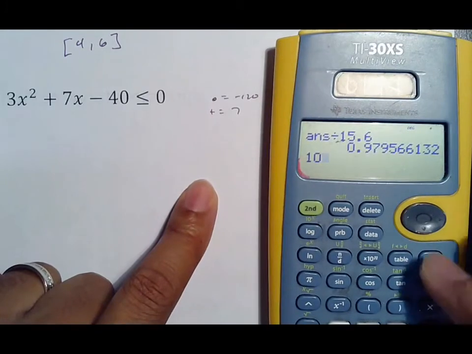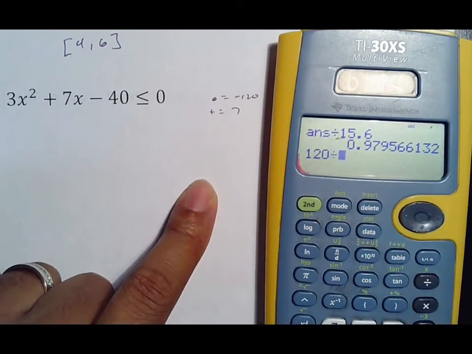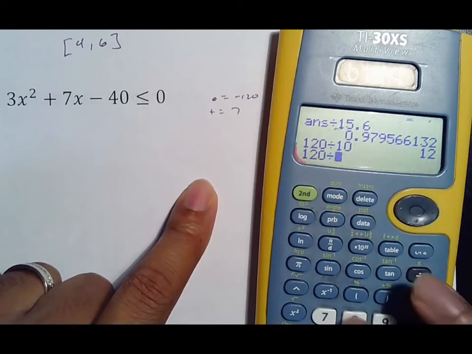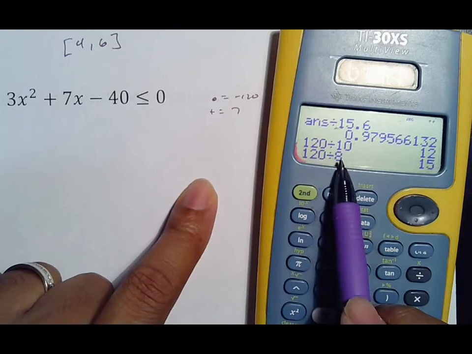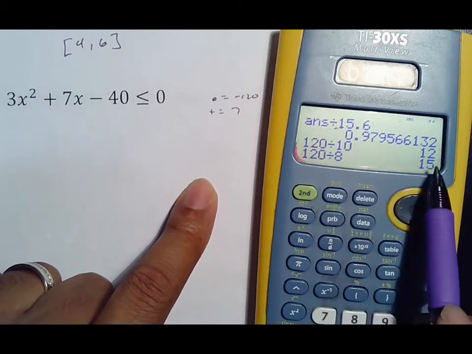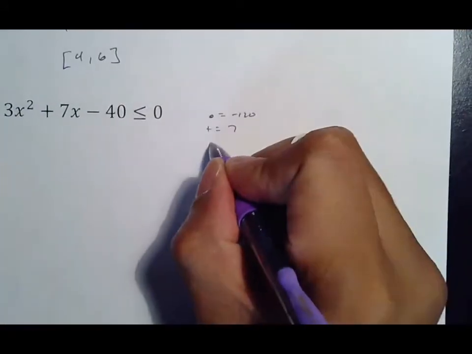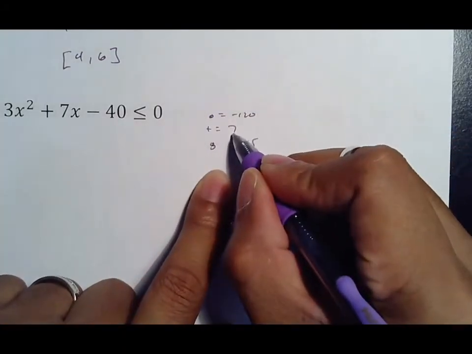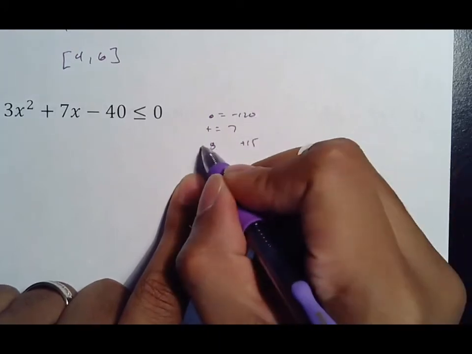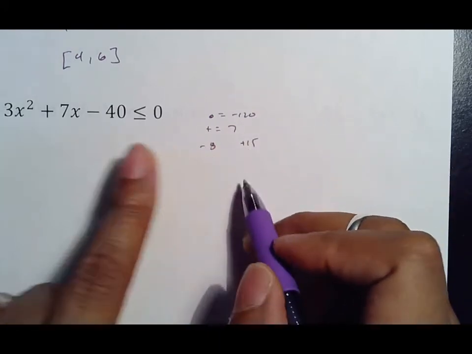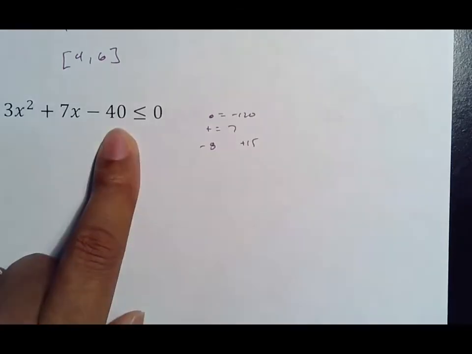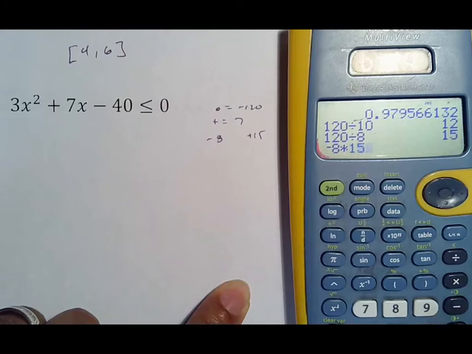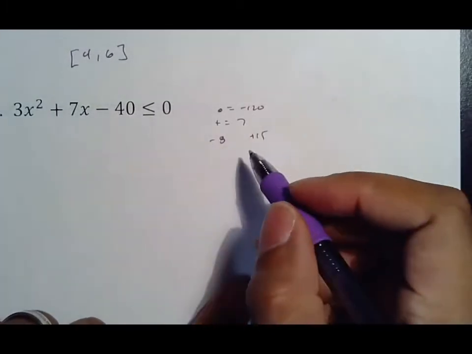So 120 divided, I'm just going to start with 10, which is way too close. 120 divided by 8. Look at that. 8 and 15 are 7 apart. So I'm pretty sure those are the numbers we are looking for, but I want to check those. It should be a positive 15 because I want a positive 7, and because it's a negative 120, that should be it. These two do add to make 7. They also should multiply to make negative 120, which we see that they do, so those are my numbers.